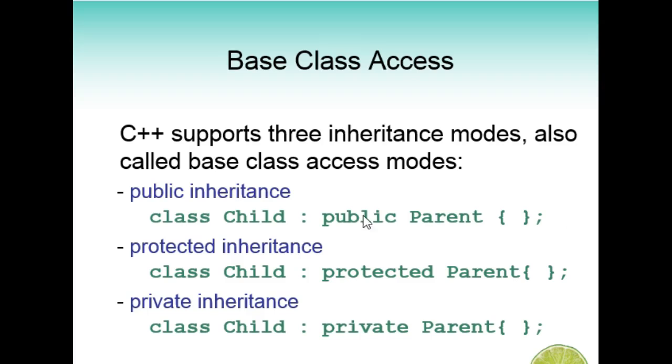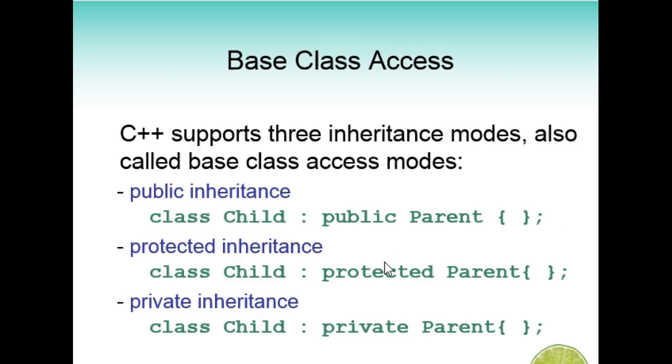But if we look at this, you'll notice there's different words here: public, protected, and private. What happens when this is public, which is probably the most common type of base class access, and that's what we've been using to this point, is anything that is public in the base class will be public in the derived class. If something's private here, it's going to be private here.